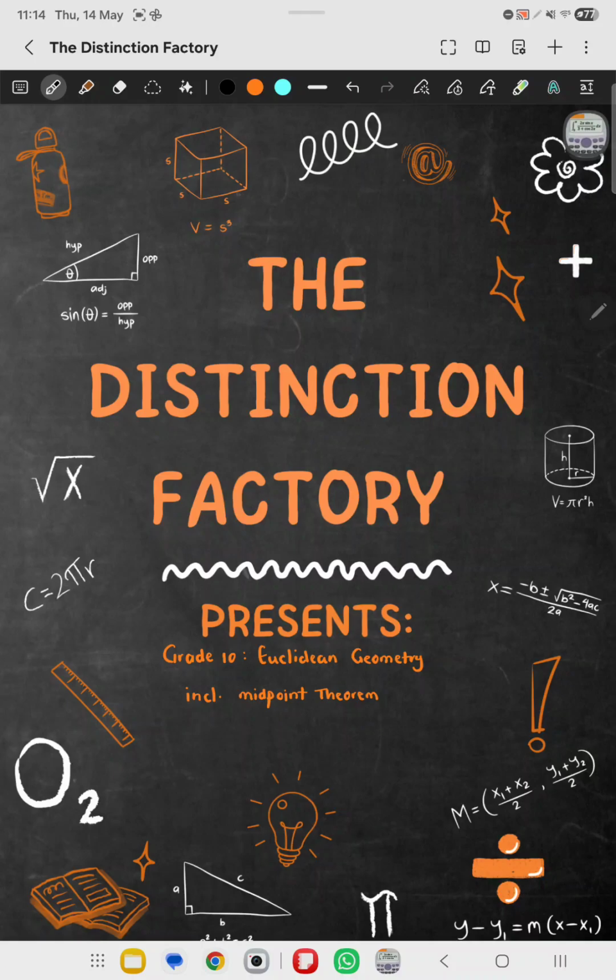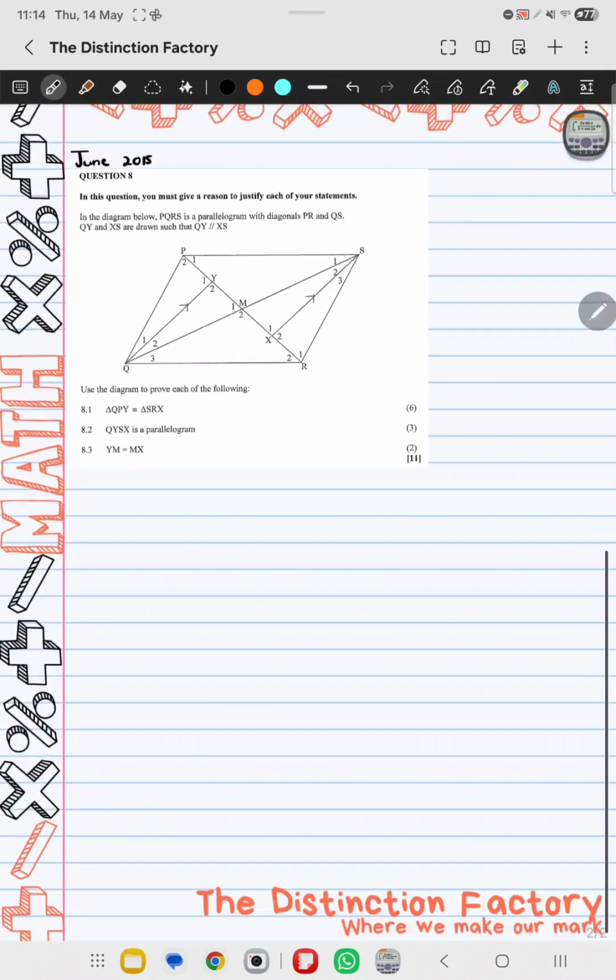And today we are going to be practicing some Euclidean geometry, and it involves congruency and such. Today we are looking at the June 2015 past paper, and it says in this question you must give a reason to justify each of your statements. It does say in the diagram below we've got PQRS, which is a parallelogram.